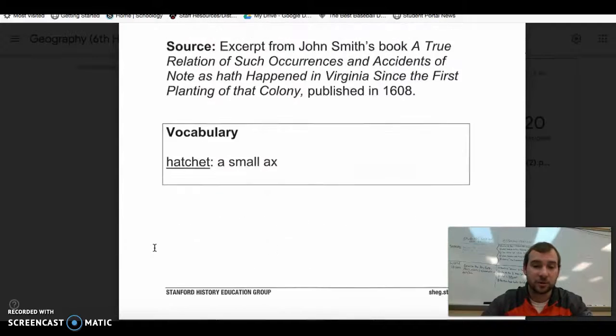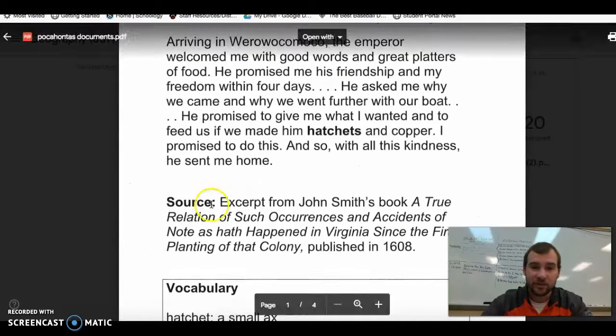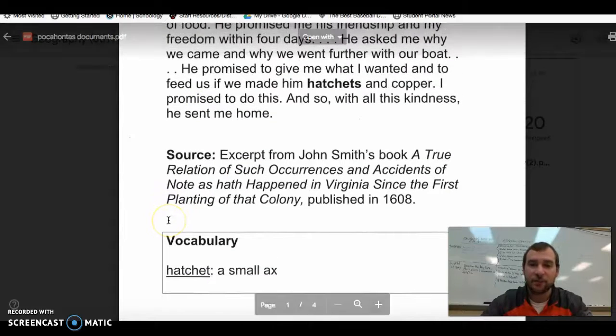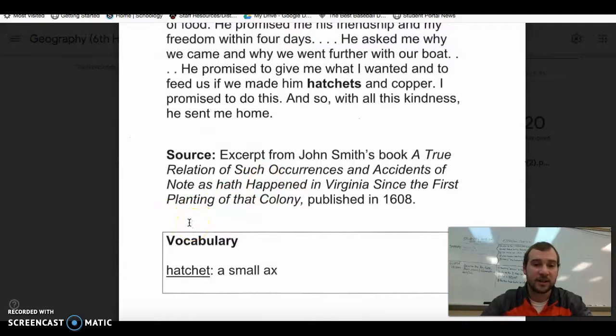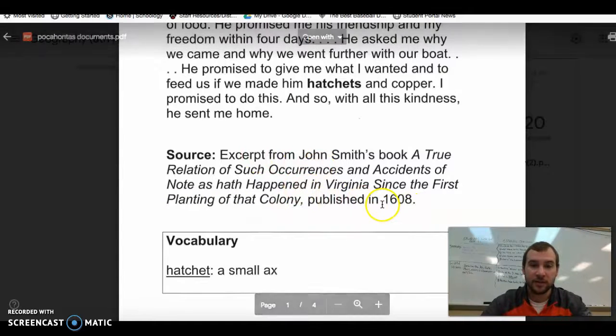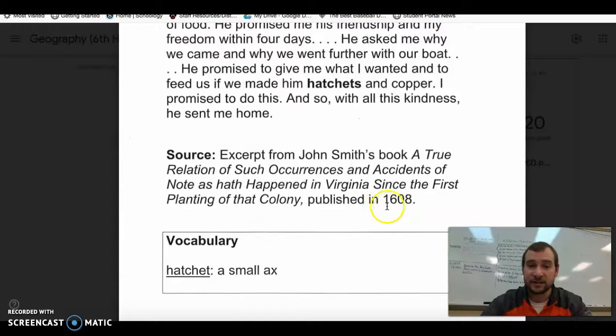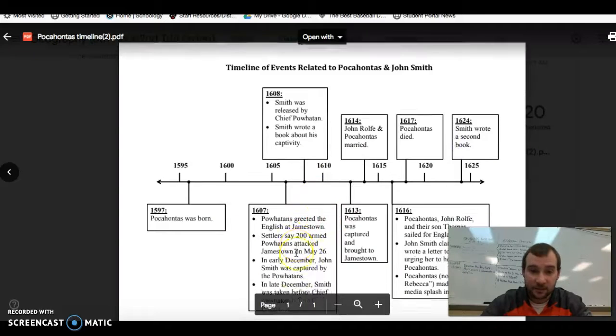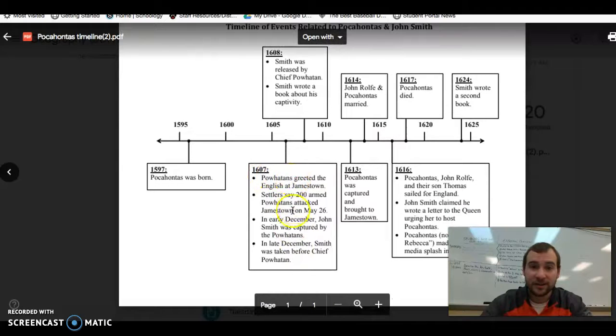The first thing we're always going to do when we get these documents, guys, is start by reading the source. For document A, A True Relation, it says, excerpt from John Smith's book, A True Relation of Such Occurrences and Incidents of Note hath happened in Virginia since the first planting of that colony, published in 1608. So we know it's John Smith, we know it's his book, so he wrote it, and it was written in 1608. We have to go back to see what's going on in 1608 to give ourselves some context. So read through the 1607 one. That'll give us up to date to see what's going on.